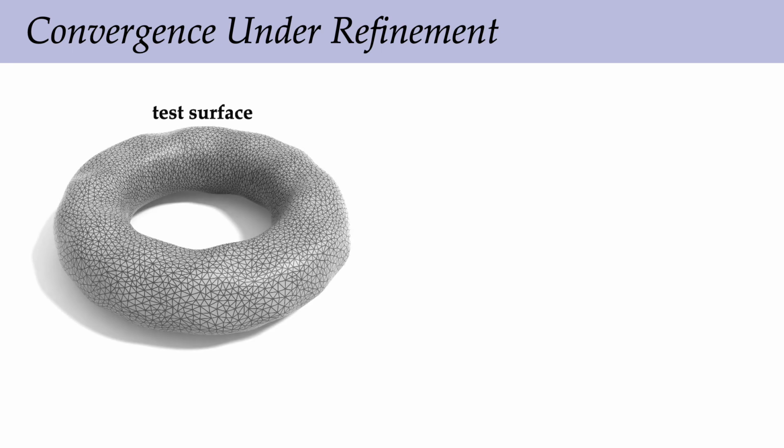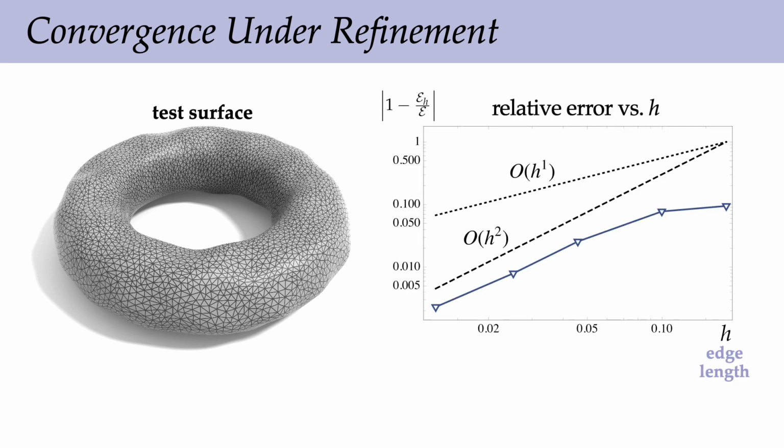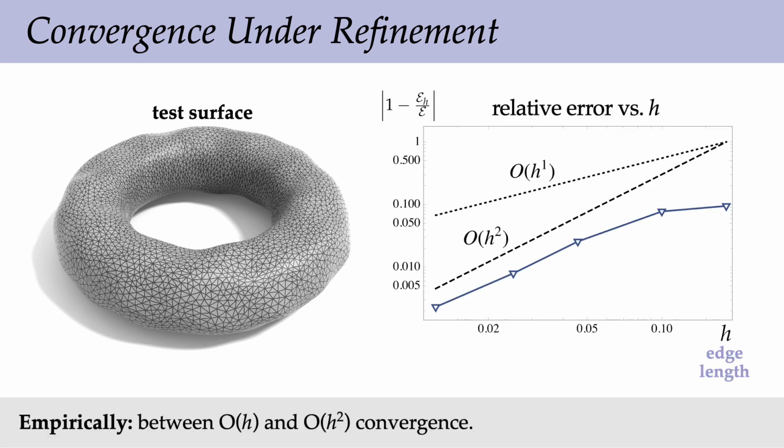We can check the rate of convergence by comparing to the tangent point energy of a known smooth surface. And interestingly enough, even though we use linear elements, we get a convergence rate that's closer to quadratic with respect to the edge length h.